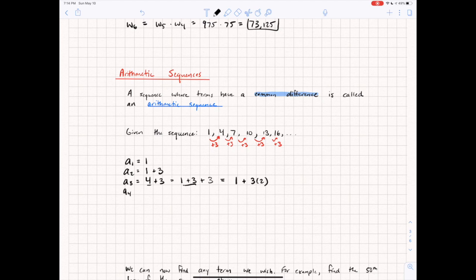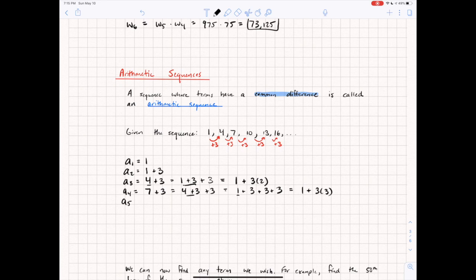In the fourth term here, where we got 10, this was found by doing 7, that previous term, plus 3. Well, how did we get the 7? Well, we got the 7 by doing 4 plus 3. Well, we got the 4 from doing 1 plus 3. And again, notice how it's just 1 plus 3 times 3.